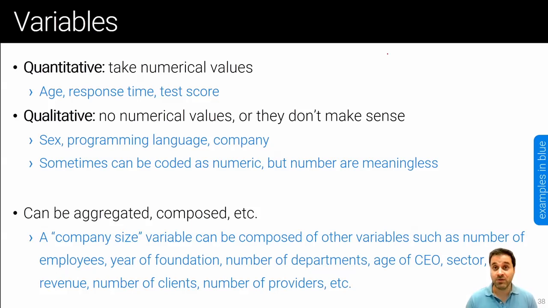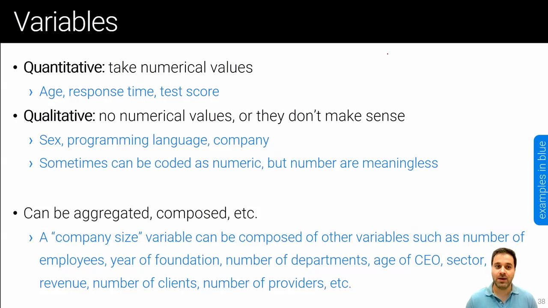A qualitative variable is one that does not have numerical values, or if they do, they don't make any sense. They are completely arbitrary. Think, for example, the sex of a person, a programming language, a company, a country, things like that. Sometimes they can be coded as numeric. So we could say, I don't know, the Netherlands is 1, Italy is 2, France is 3, etc., but those numbers are completely arbitrary. They're meaningless.